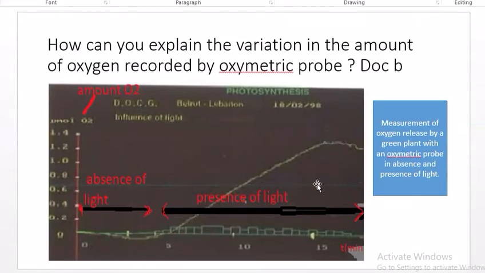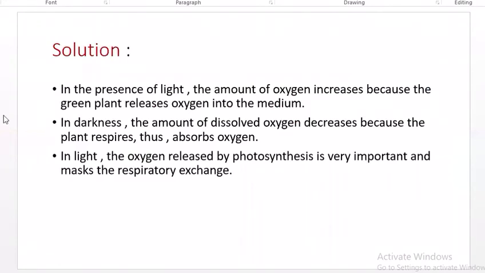We say in the presence of light, the amount of oxygen increases because the green plant releases oxygen into the medium. In darkness or in the absence of light, the amount of dissolved oxygen decreases. As you can see here, it decreases because the plant respires, thus it absorbs oxygen. Therefore, in light, the oxygen released by photosynthesis is very important and masks the respiratory exchange.